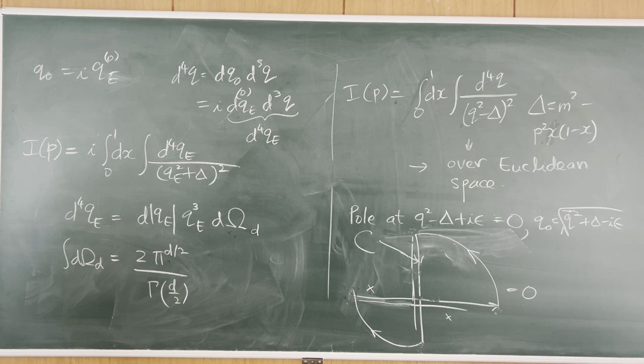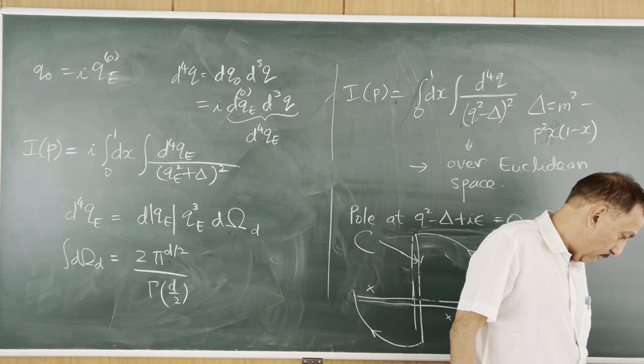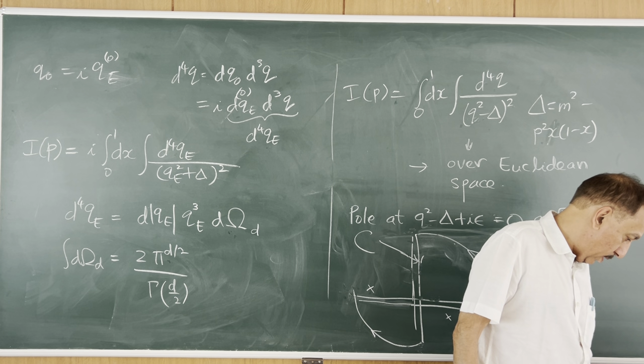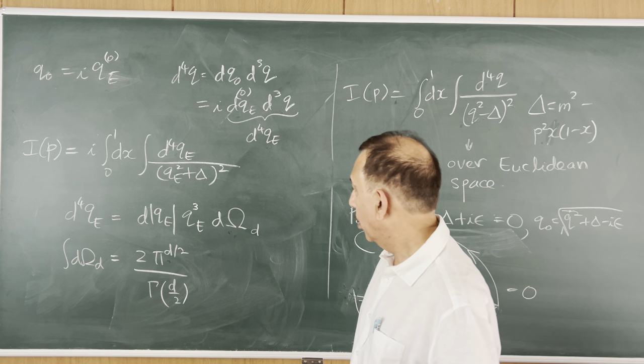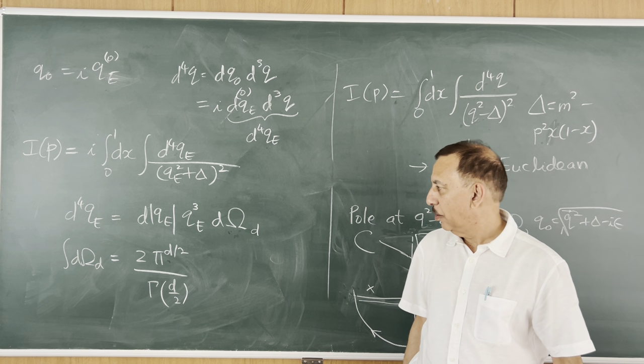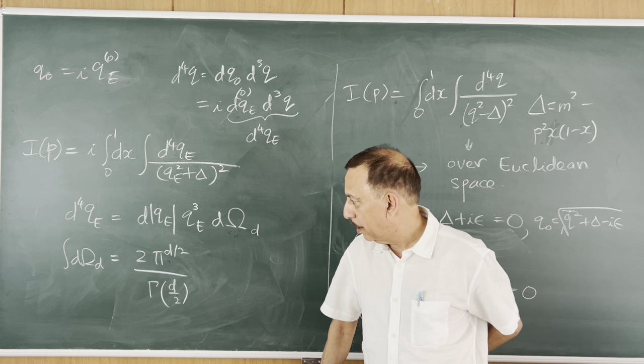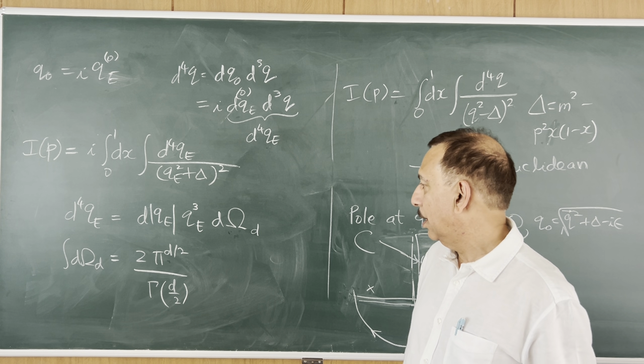What happens if I put d equals... something I've done wrong here. If we write d omega d, then shouldn't we write it as d Q E as well? No, I'm going to use it for D equals 4 very shortly. But now I'm a little puzzled about whether D should be 4 or 3.